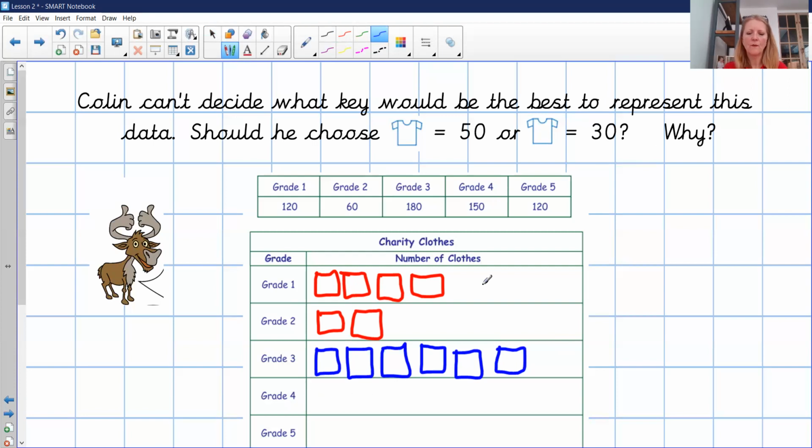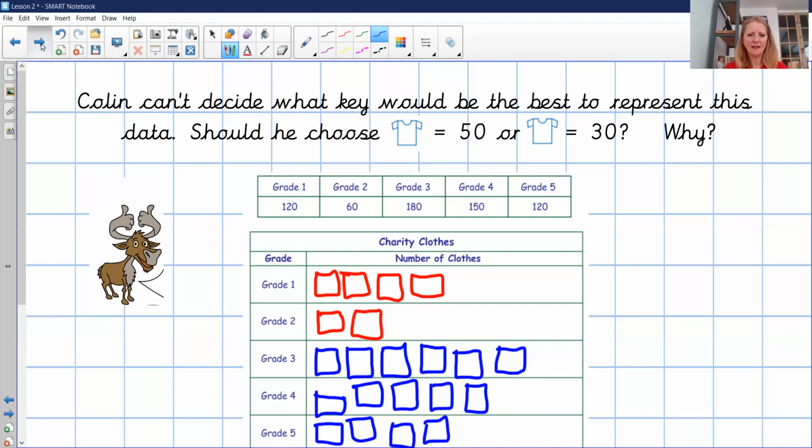Let's just fill in for 4. So 150, well, I know that's 30 less than 180, so that's just going to need 1 t-shirt less. So that's 1, 2, 3, 4, 5. Okay, 5 times 3 is 15. 5 times 30 is 150. And then grade 5 and grade 1 are the same. So that's going to need 4 t-shirts. 1, 2, 3, 4. Okay, well done, everybody.